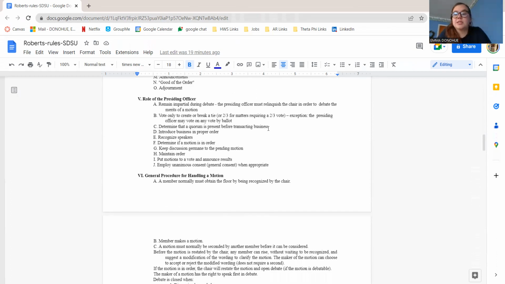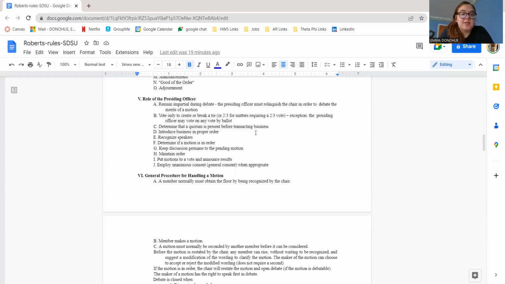The role of the presiding officer is to remain impartial during debate. The presiding officer must relinquish the chair in order to debate the merits of a motion. They are only to vote to create or break a tie, or on matters requiring a 2/3 vote. The exception would be that the presiding officer may vote on any vote by ballot. So if it's a secret vote, then they are allowed to vote because they are not making their opinions known.